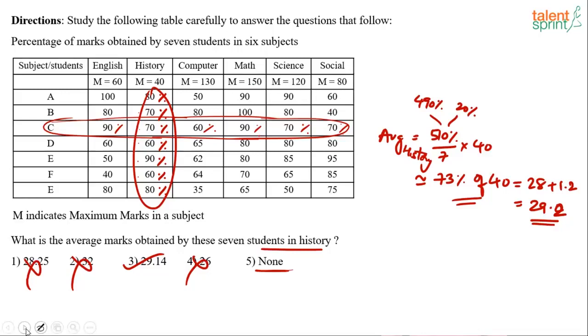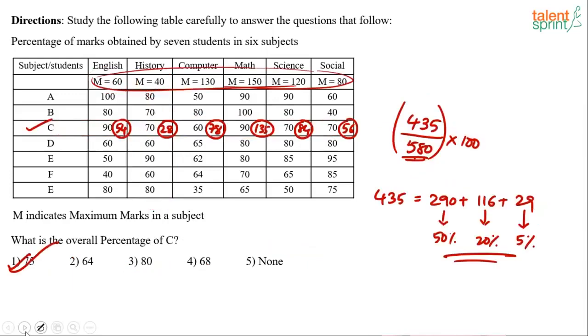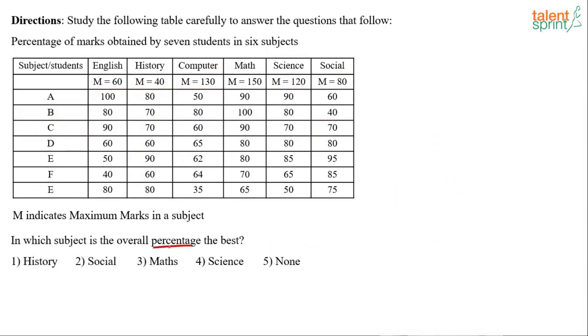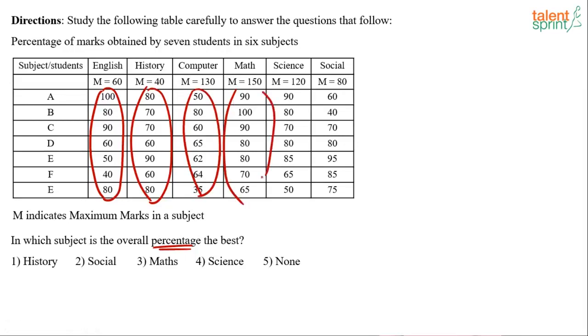And then check in which subject is the overall percentage best. Remember, you don't have to do the calculation of marks. You don't have to consider 60, 40, 130 and so on, because he's only asking in which subject is the overall percentage best. So take the average percentage. Average of these values. So 7 averages have to be calculated and then whichever is the best is your answer.